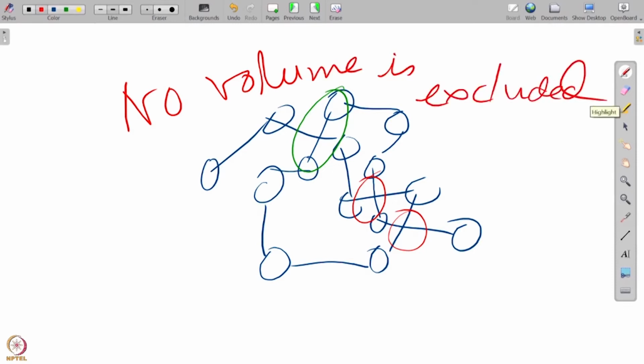But in the real world, of course, you cannot do that. This is not allowed. It might seem that it is a small thing, but no, these excluded volume interactions, where some volume is excluded, play a very important role. But how do I talk about it?